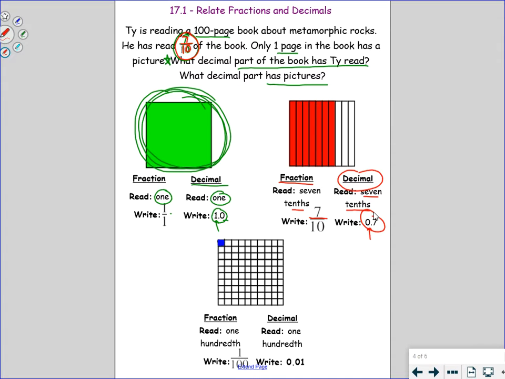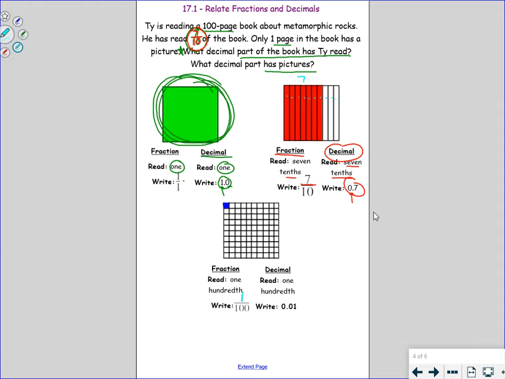Because we have 1, 2, 3, 4, 5, 6, 7 out of 8, 9, 10. So we have 7 out of 10. Now this one is out of 100. If you can't see that, this is out of 100. I'm going to write that in a darker blue so that you guys can see it.